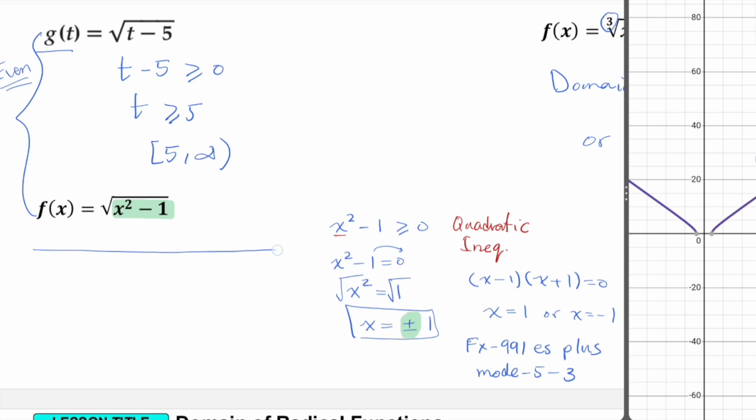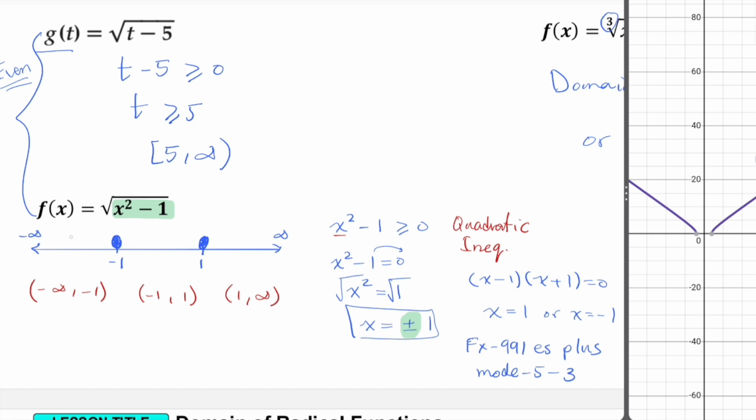I can draw a number line here, negative infinity far left, positive infinity far right, and place the negative 1 and the positive 1. I have an equal sign in the inequality, so I will put a closed circle, which means it is equal. Now my number line is divided into 3 intervals. The first interval is from negative infinity all the way to negative 1. The second interval is from negative 1 to positive 1, and the third interval is from positive 1 to positive infinity.